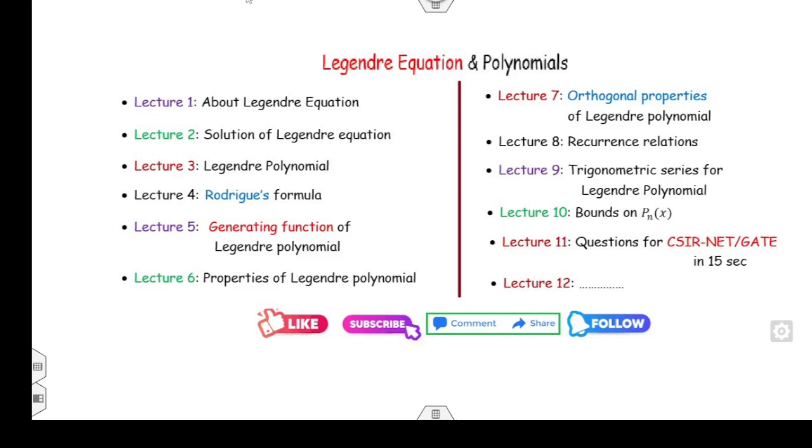As I mentioned, we already covered the first 6 lectures related to the Legendre equation. Now today I will cover lecture number 7, named orthogonal property of the Legendre polynomial.